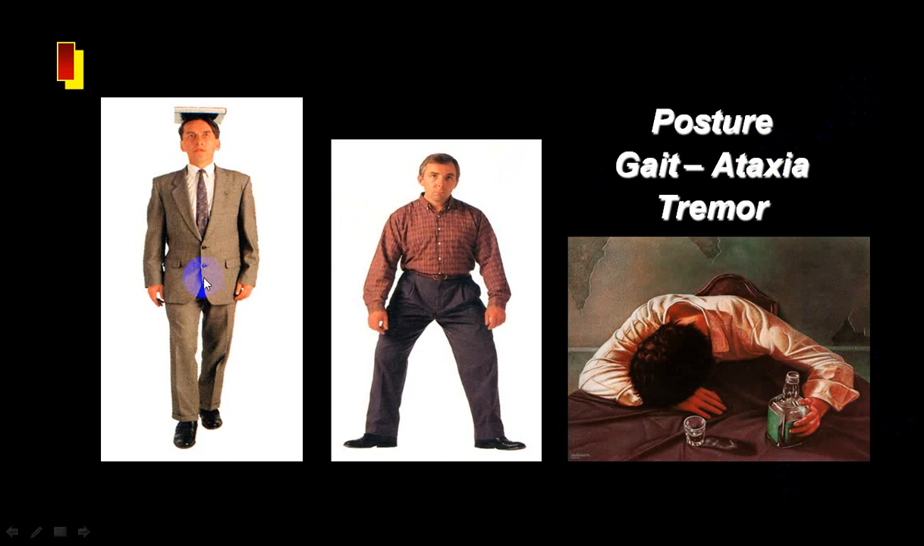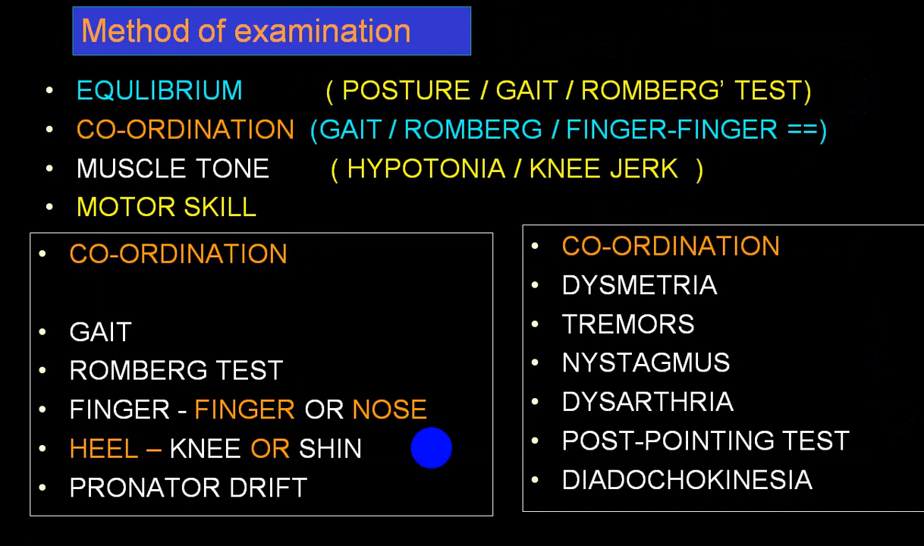Person will also find difficulty in maintenance of posture. He will have ataxia, and during gait also he will have an ataxic gait. So during examination, we'll examine for equilibrium, coordination, muscle tone and motor skill.